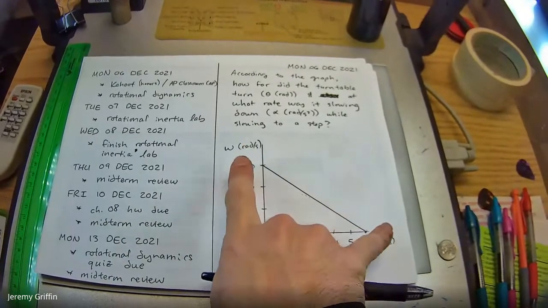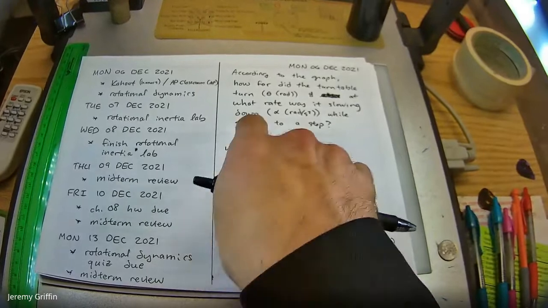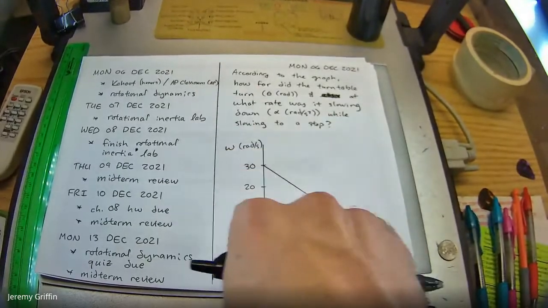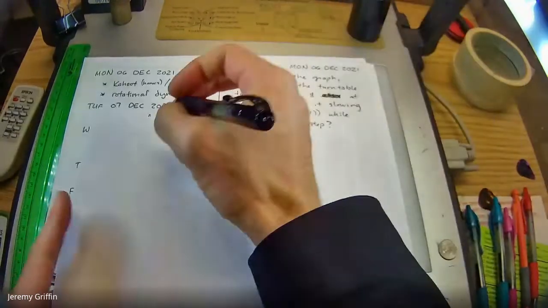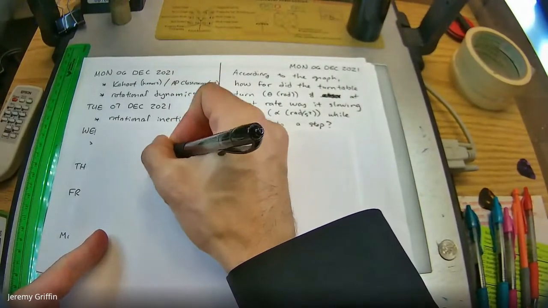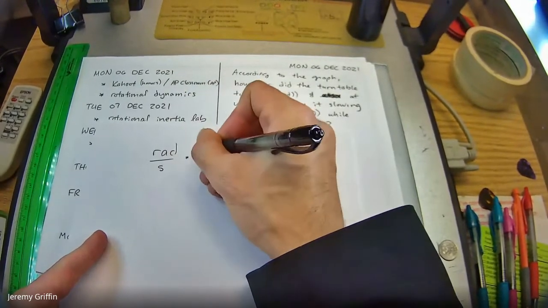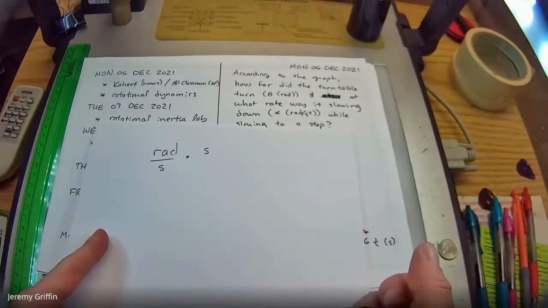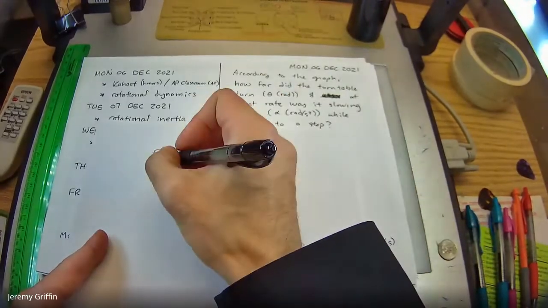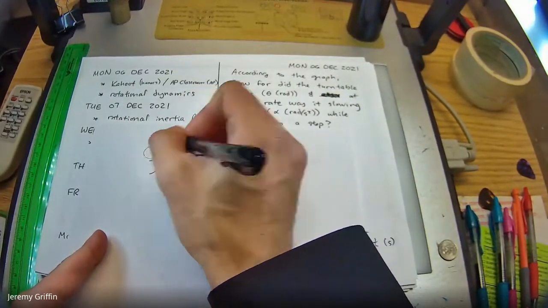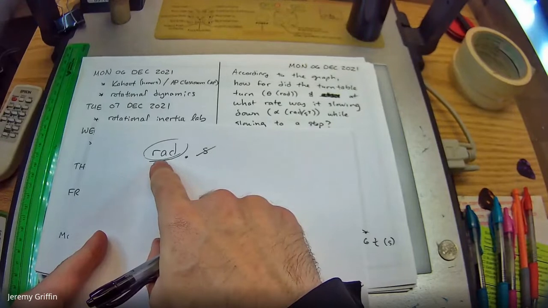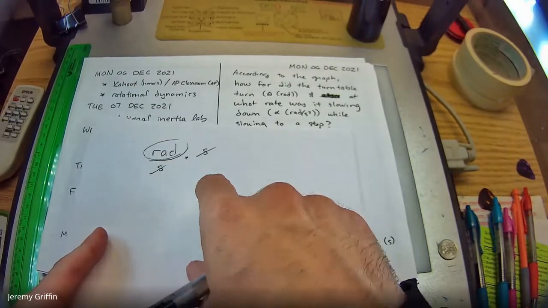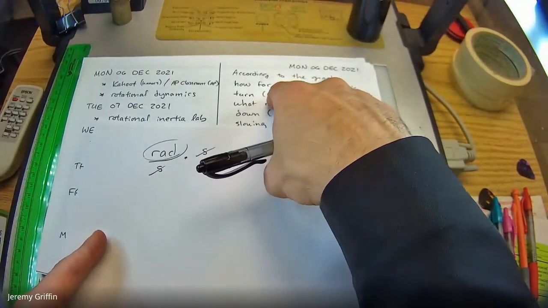Think about the units on these axes. I got radians per second on the vertical axis and some number of seconds on the horizontal axis. What happens when you take radians per second and multiply by some number of seconds? What do you get? Seconds cancels. Some number of radians, right? Isn't that true? Which is exactly how to measure the answer to this question.